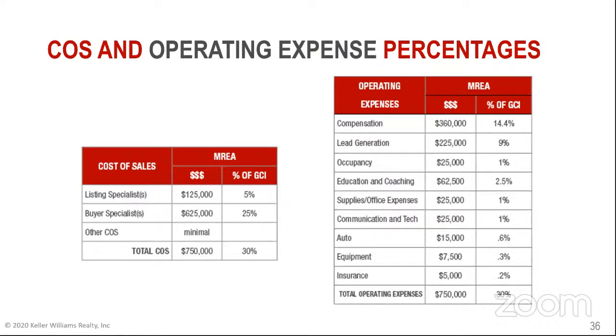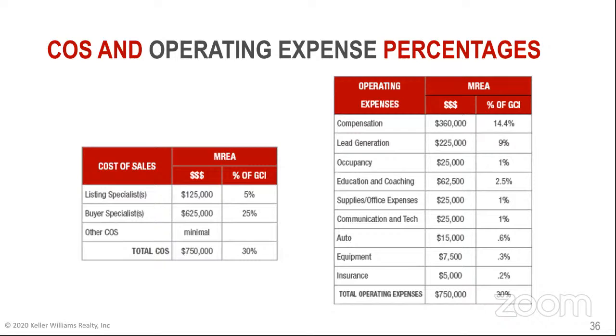Remember, we said that each of these are going to account for 30% of your total gross commission income. Now, I do want to remind you again that these percentages are benchmarks for agents that are earning $2.5 million in gross commission income. So they're going to be different for a lot of the agents at different levels of production.